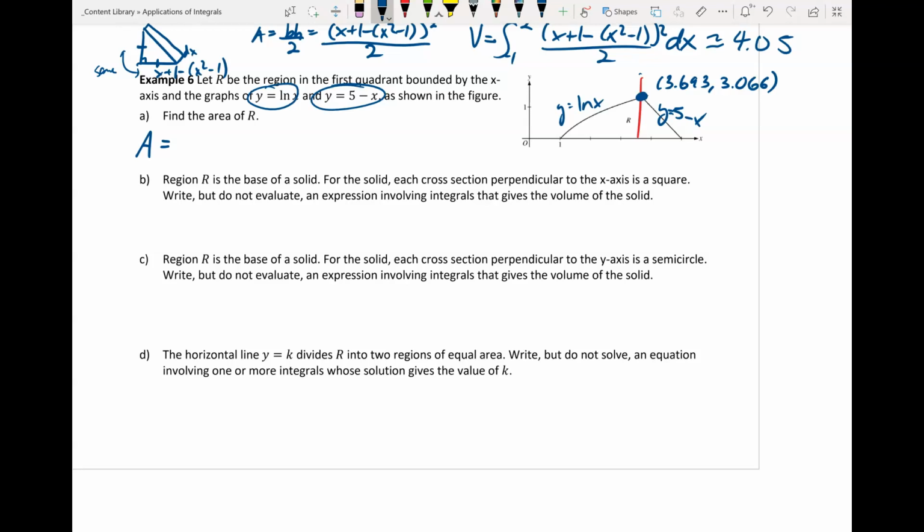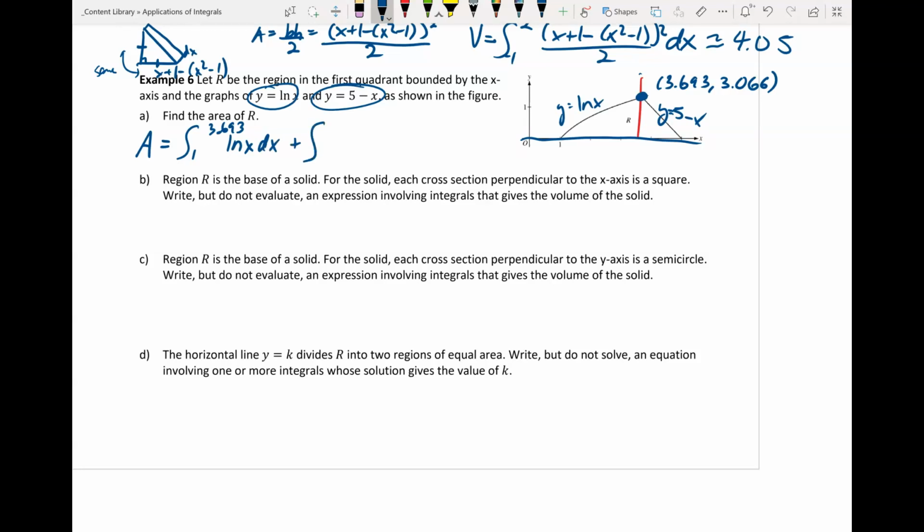I'm just going to do this in terms of x. Again, you could do this in terms of y if you wanted to. Should give you the same answer. So our most left x point will be 1 up to our intersection, which is 3.693. Our top function is ln x. We could subtract 0, which is our x-axis, but we don't need to include that, because if you add 0, it doesn't change a thing.